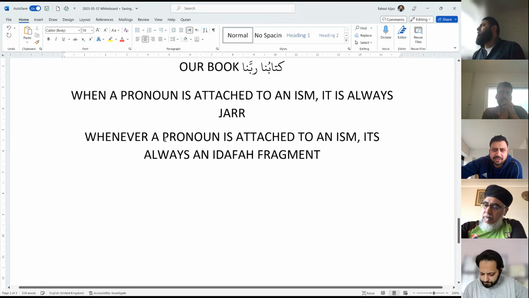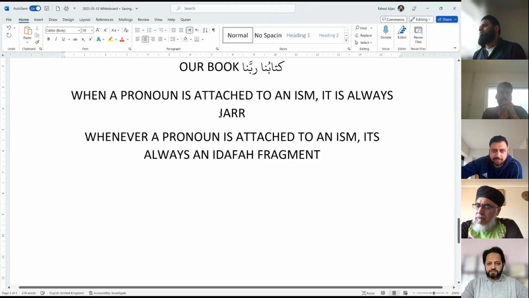So what's the difference between two statements? So it's a jar and idafa, right? Yes. So the pronoun first is confirming the status. The second is confirming it's going to be this fragment.